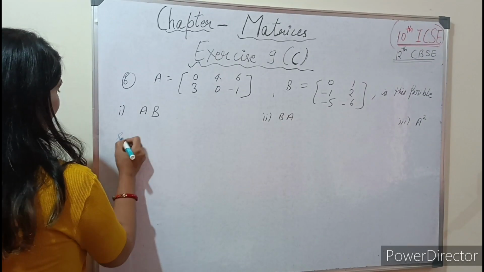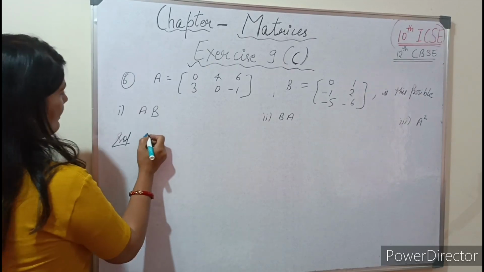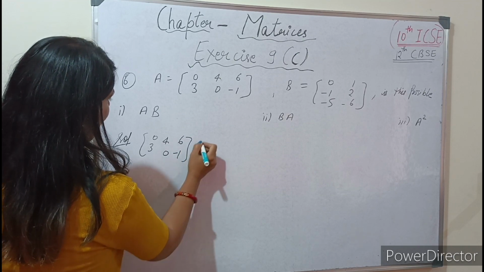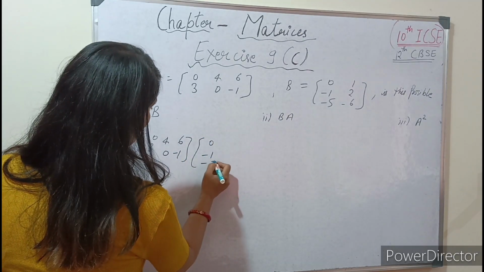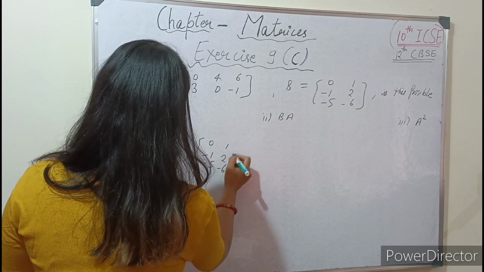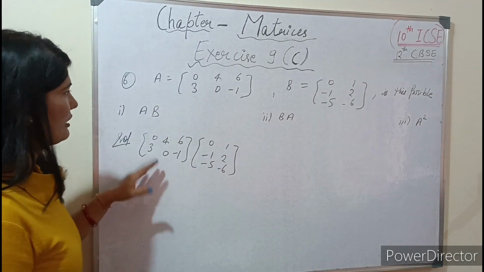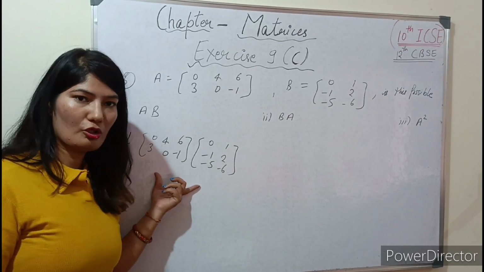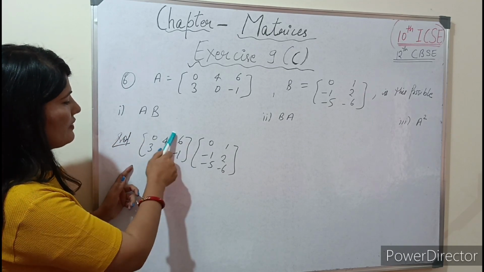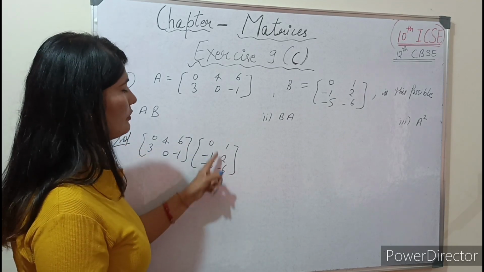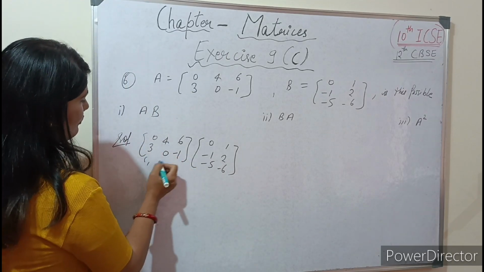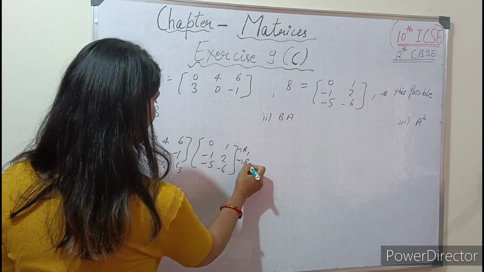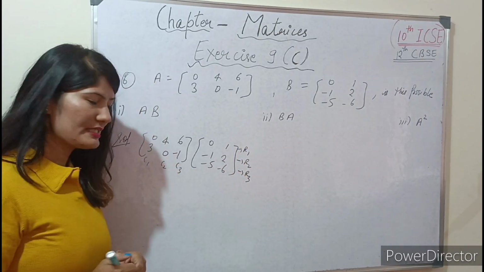So here let's start solving from the first part. So AB means here write the A matrix 0, 3, 4, 0, 6, minus 1 multiplied by the B matrix 0, minus 1, minus 5, 1, 2 and minus 6. Right. So in question number 1 only I have told you that there is a certain rule for whether this multiplication is possible or not, and that rule is the number of columns of the first matrix is always equal to the number of rows of the second matrix.